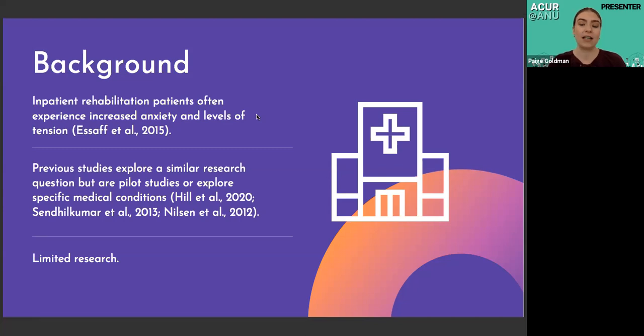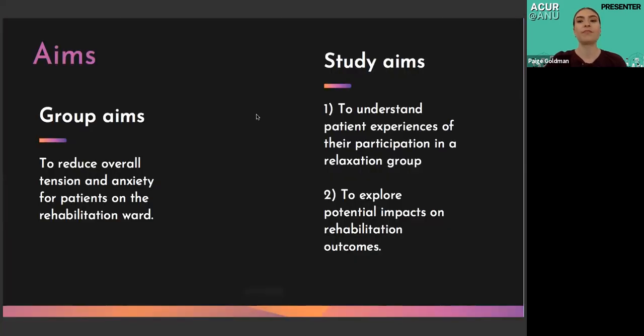programs such as relaxation. So the development of a relaxation group was initially aimed at the reduction of tension and anxiety in rehabilitation patients. And the aims of this larger study focused on understanding the patient experience and its potential outcomes on their rehabilitation journey.